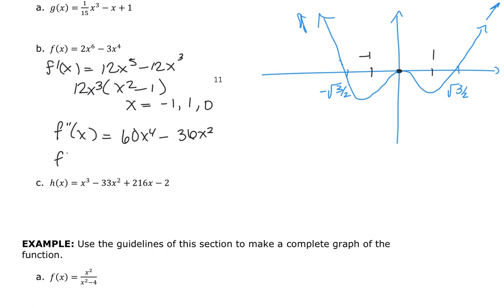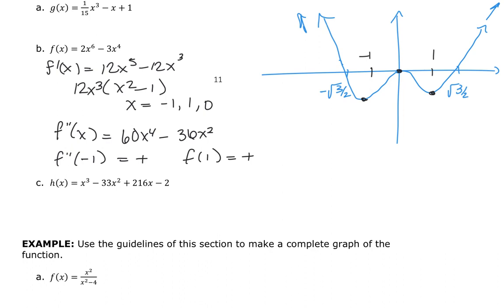But if I put in negative 1, this is going to be a positive number. And if I put in 1, this is going to be a positive number. So this confirms that these are the locations of the mins. And that's kind of what we graphed.